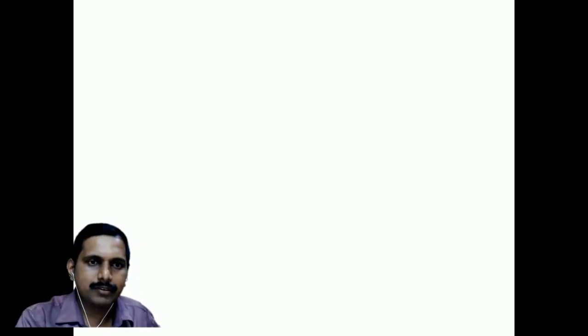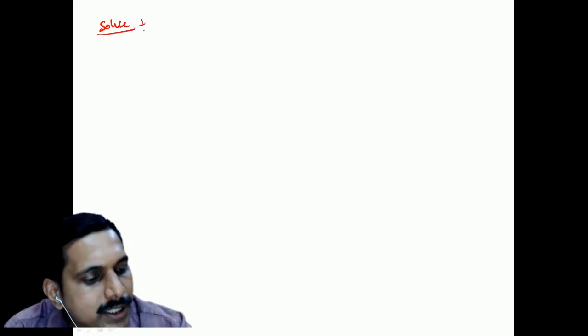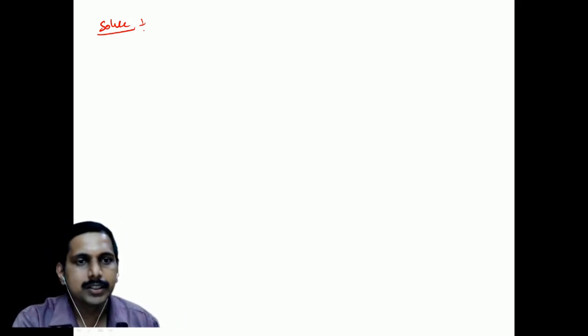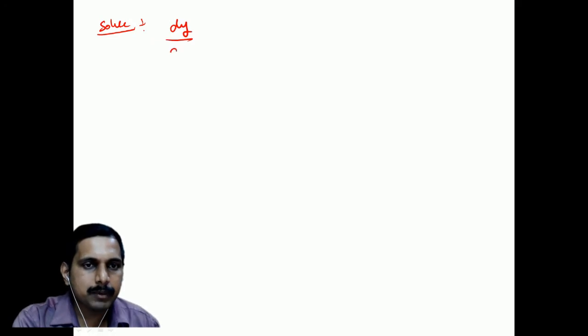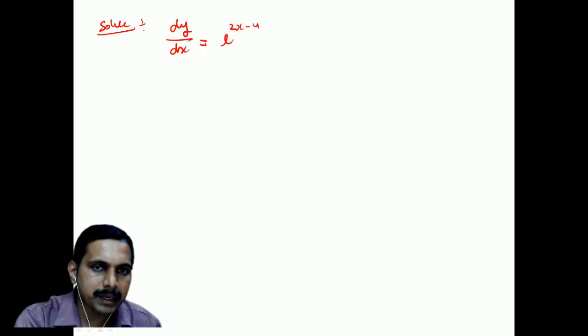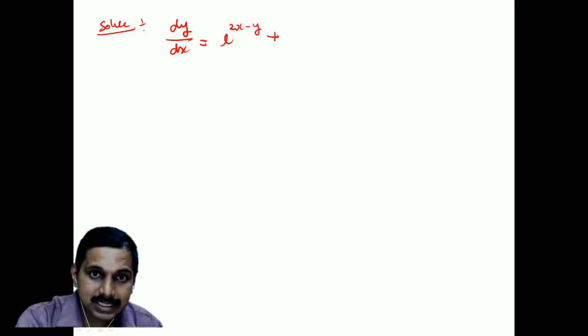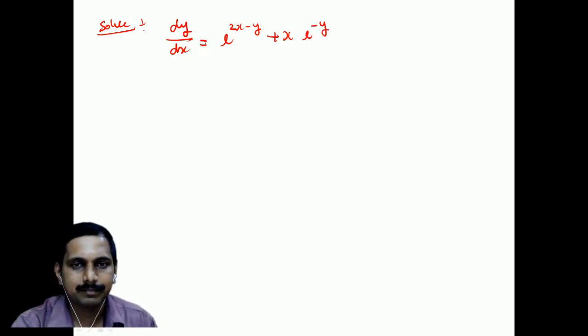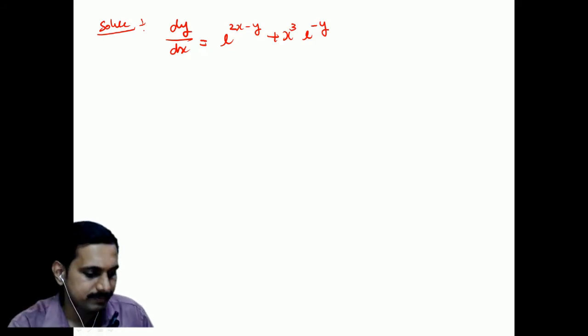Now let us solve a very, very simple problem. Solve. Tell me when it is time. I sometimes don't see the time, and the 15 minutes is there, so we can solve around 4 or 5 problems now. Solve: dy/dx is equal to e power 2x minus y plus x cube into e power minus y. So simple, is it not, students? Solve it and tell me the answer. You have to solve it by yourself.